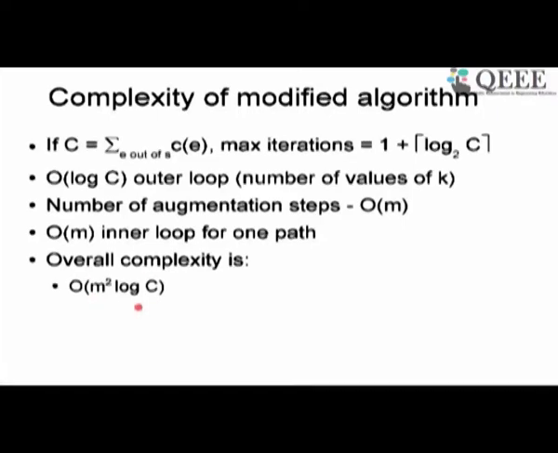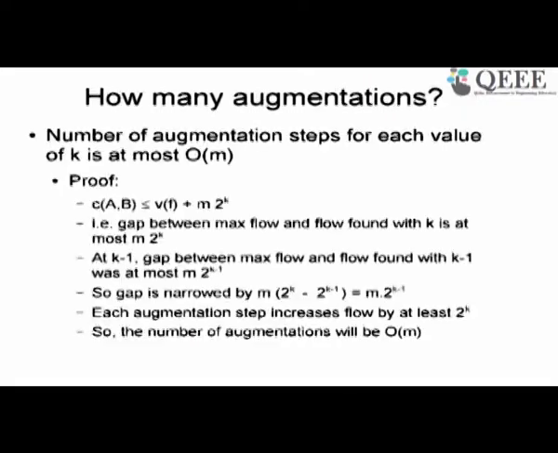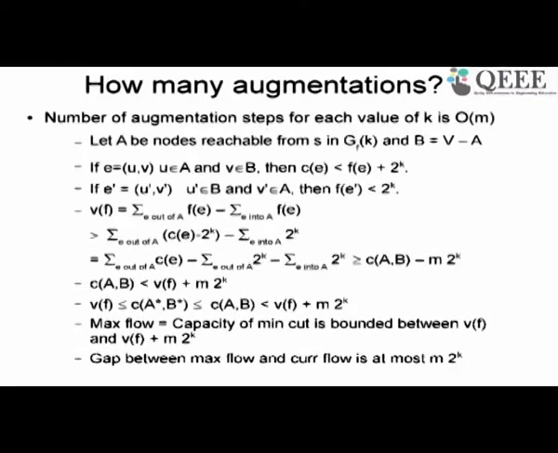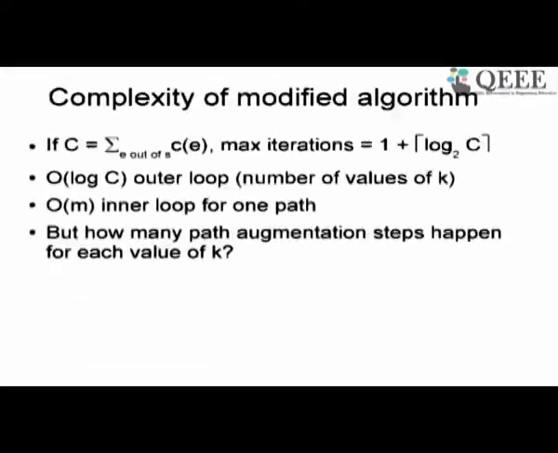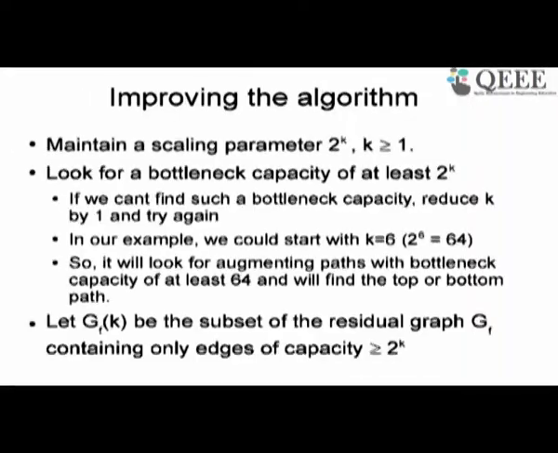So m square log c might be much smaller than m times c, and so you can reduce it to m square log c. All you need to do basically is, and you can read these slides yourself and look at the proof, right? It's not a very difficult proof. All you need to do is, each time when you augment the capacity, don't augment the capacity by 1, but augment the capacity by some number which is large, 2 to the k.